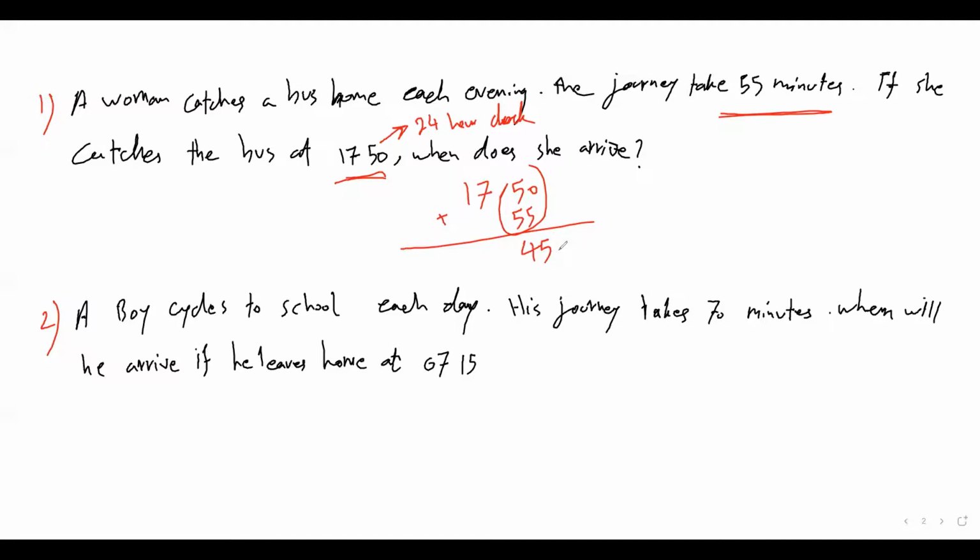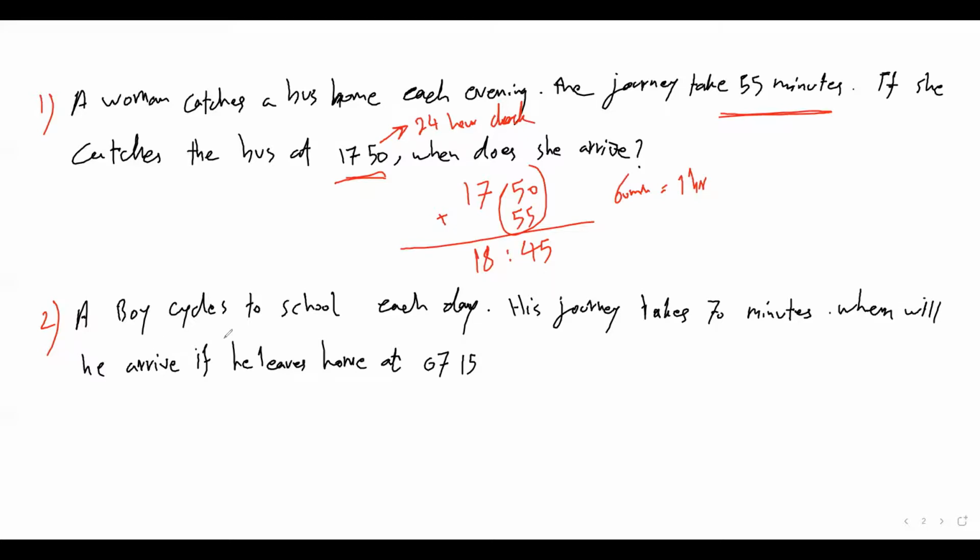So that 60 minutes did not disappear. We're gonna add 1 to 17, and that becomes 18, because 60 minutes is equal to 1 hour, right? So that was just a matter of simple addition.